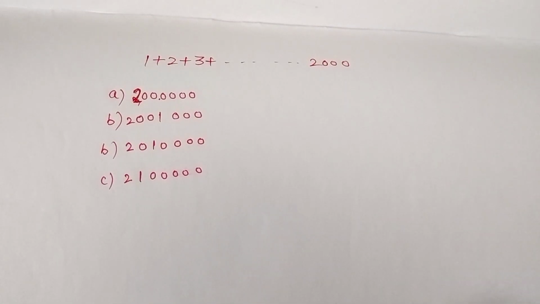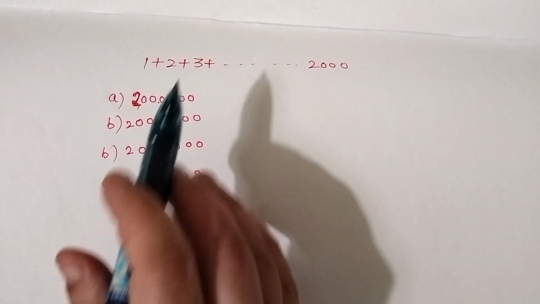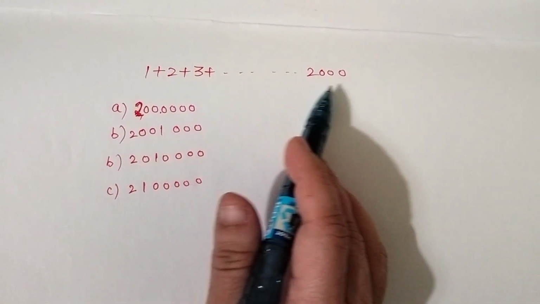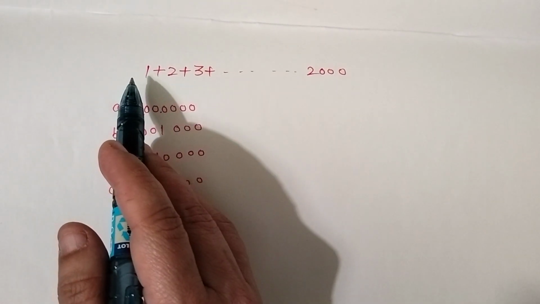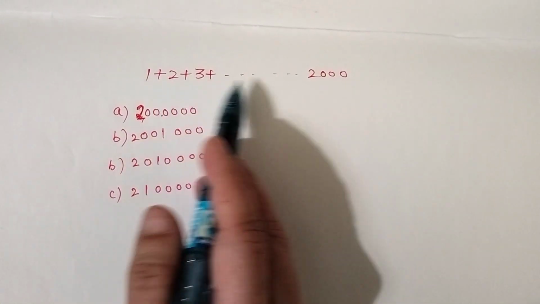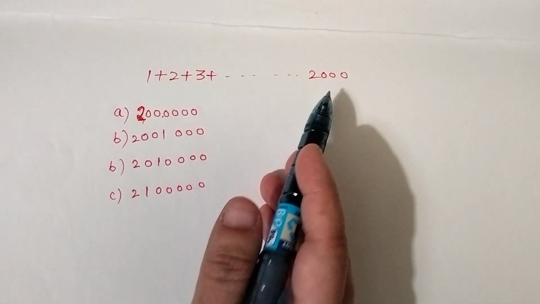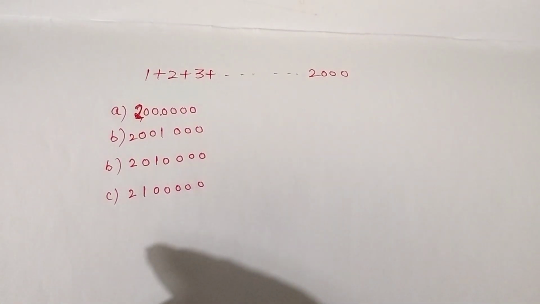So in today's video, we are going to do this question in a very simple way. Whenever you get this type of question where you need to add numbers starting from 1, 2, 3, these are consecutive numbers, right? There is no gap. So whenever you get this type of series, you just need to remember one formula.